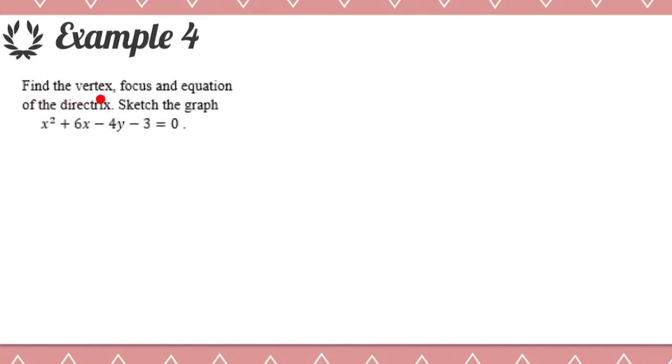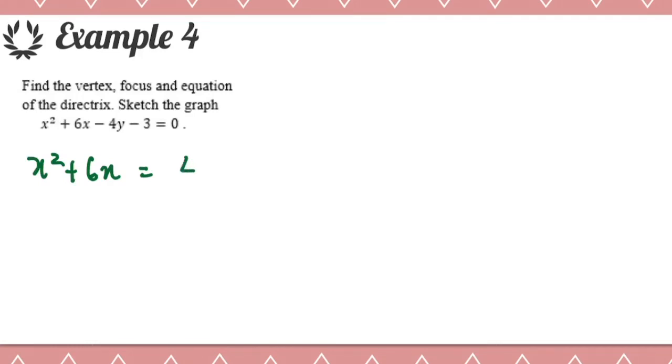Let's see this last example here. Example 4: find the vertex, focus, and equation of the directrix, and then you also need to sketch the graph. We know this is a parabola because only your x variable is squared, your y variable is linear. So we know that this graph is either opening up or opening down. How do we know which one it is? We need to complete the square for the squared part here.